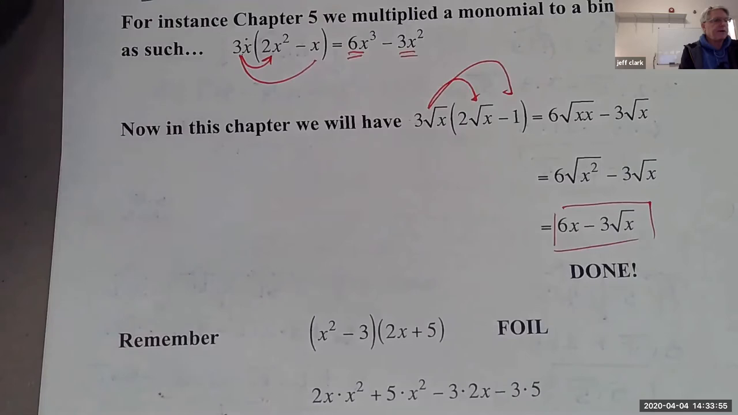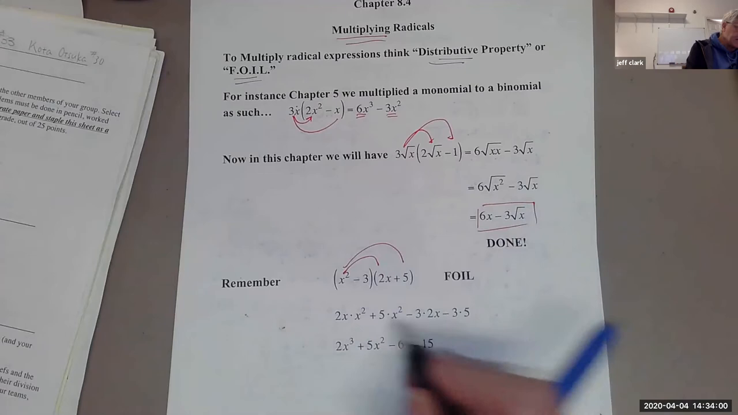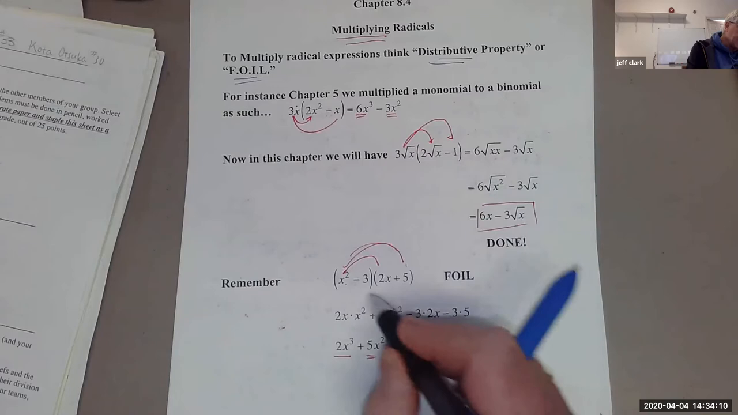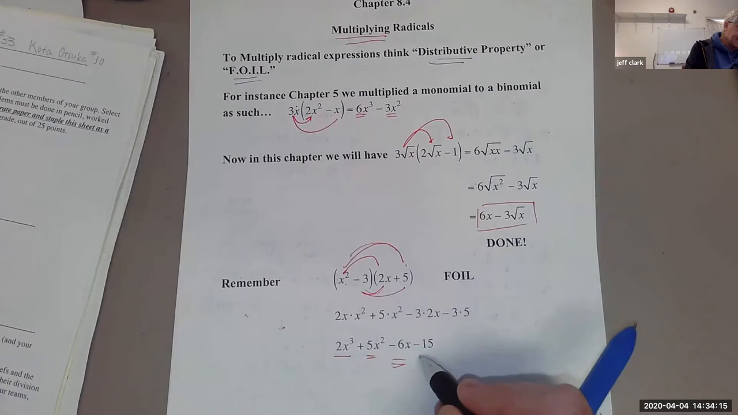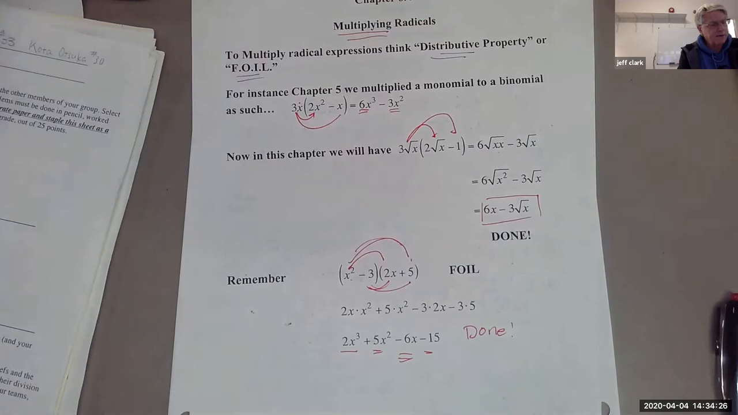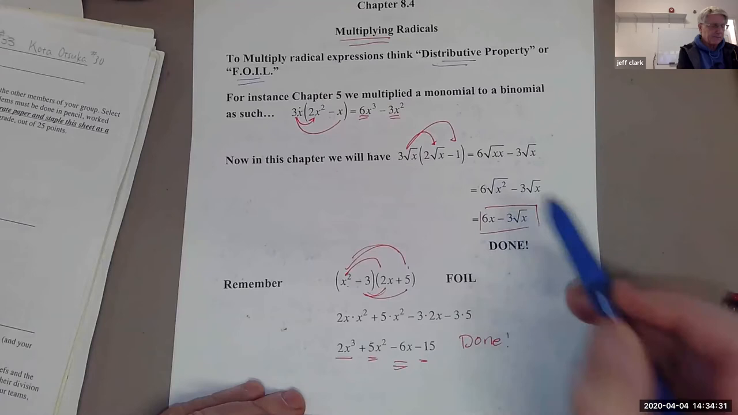And then in a previous chapter, when you FOIL, you go first, outer, inner, last. So first right here, that's x times 2x, 2x cubed. That's 5x squared, of course that is. Minus 3 times 2x, minus 6x. And that's negative 15. And combine like terms, nope, you can't. So again, you're done. That's all there is to it. There might be some simplification, like this one had to be simplified a little bit more. But that's it. All right, let's do some examples.